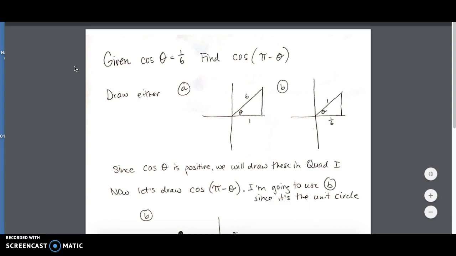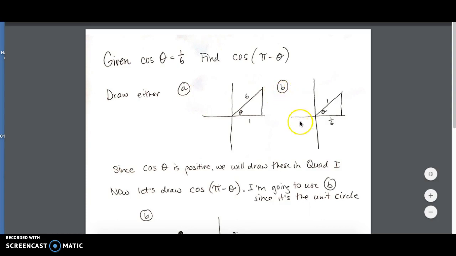So what we really need to establish here is the relationship between cosine of theta and cosine of pi minus theta. Using the 1/6 that we were given, we can draw that out as either cosine of theta equals 1/6 being opposite over hypotenuse, or, if you're using the circle, you can say 1/6 is the x value of the unit circle. So that's why I have two different ways of drawing this here, an A and a B. You can use either one.